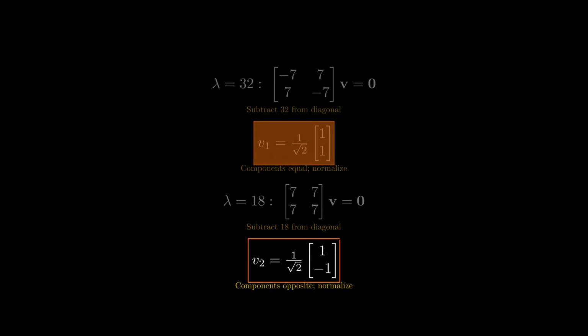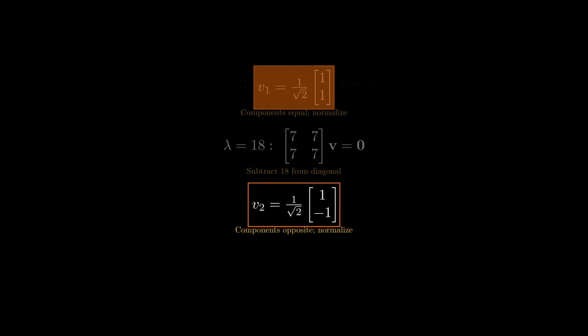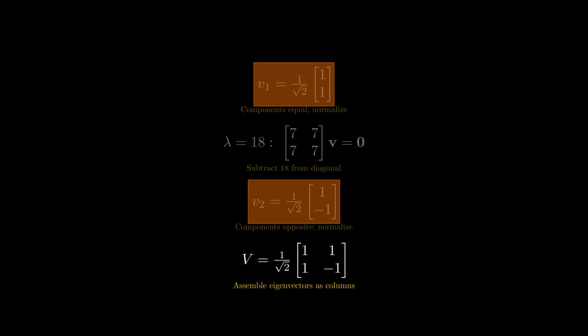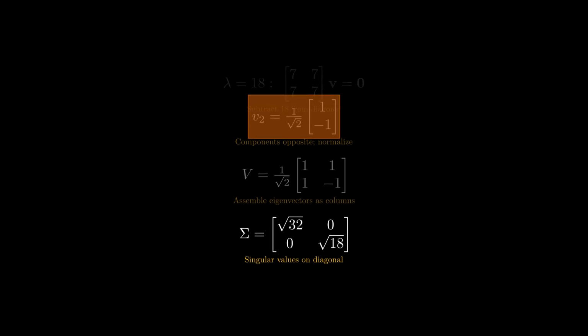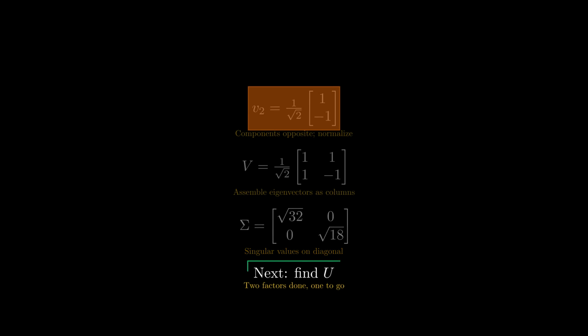Assembling these as columns, V is 1 over the square root of 2 times the matrix with rows 1, 1, and 1, minus 1. And sigma is the diagonal matrix with the square root of 32 and the square root of 18 on the diagonal. 2 factors down, 1 to go.